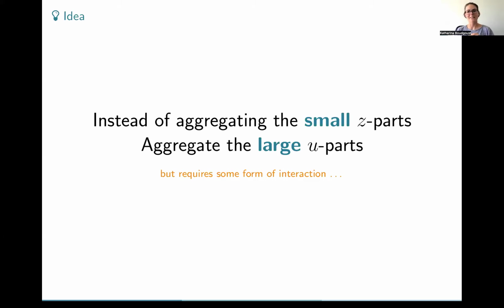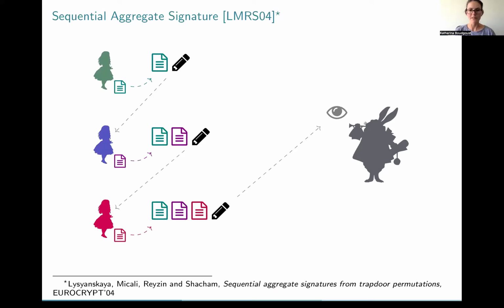So the semi-success is now saying, well, the problem of our failure were actually the U parts. Is there anything we can do to aggregate them? And I have said before that yes, you can do this, but it requires some form of interaction. And our idea is that instead of needing this full interactive model, we can actually do something in the sequential aggregate model. So just as a quick recap, the sequential model said first Alice is signing, sends it to the second Alice, who is signing and sends it to the third Alice, and only the third Alice is then sending the aggregate signature to the rabbit.